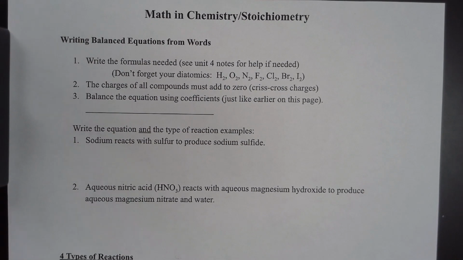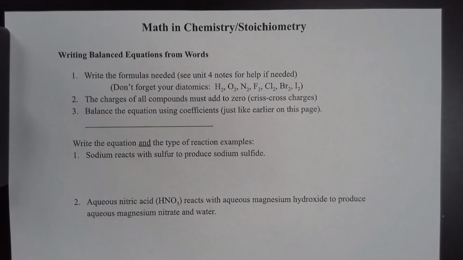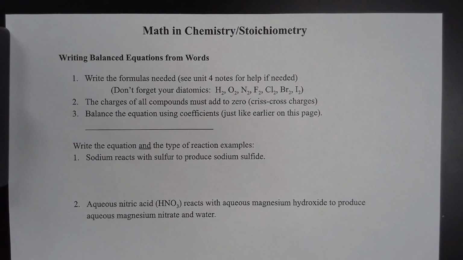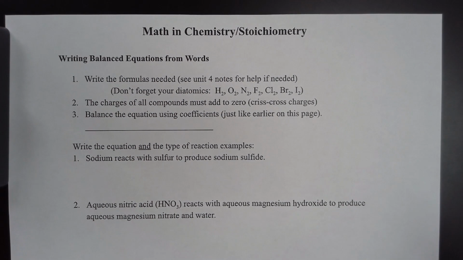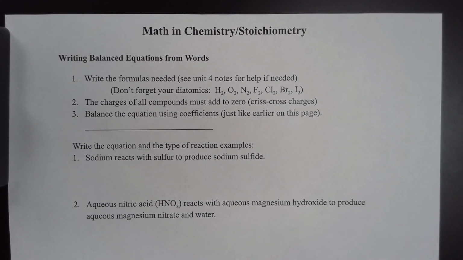Okay, we're on the top of page 2 of your note packet, Math and Chemistry / Stoichiometry, and we're just going to do this first part, writing balanced equations from words. We need to be able to go from a word to an equation. Now there's a few steps that you're going to do.